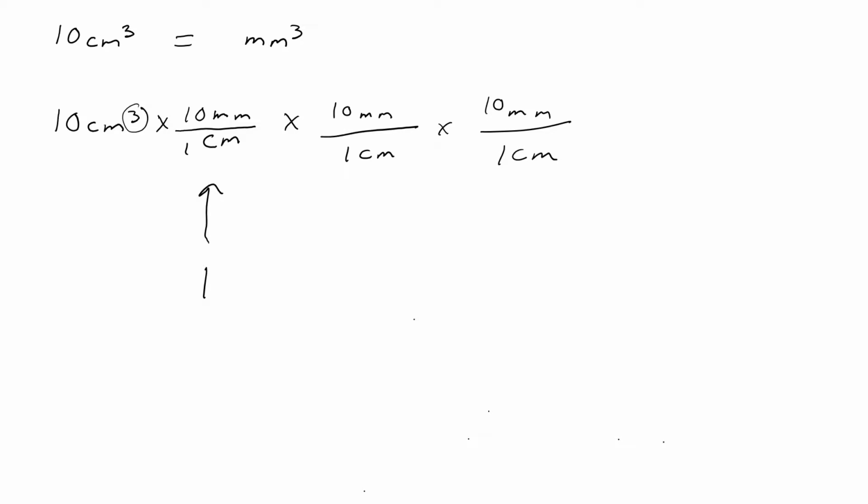So now what do I get for a unit? Centimeters cubed. Cancel out, cancel out, cancel out, right? Millimeters times millimeters times millimeters equals millimeters cubed. That's exactly what we want, right? So 10 times 10 is 100, times 10 is 1,000, times 10 is 10,000. So we end up with 10,000 millimeters cubed.